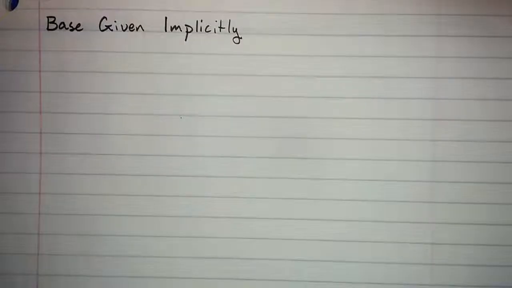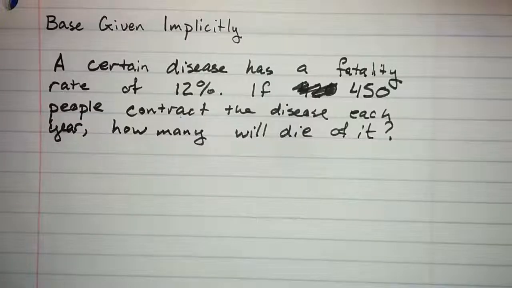So far, we've only seen problems in which we were explicitly told what the base was. Sometimes we need to figure out what the base is from context. Suppose we're told that a certain disease has a fatality rate of 12%. If 450 people contract the disease each year, how many will die of it?